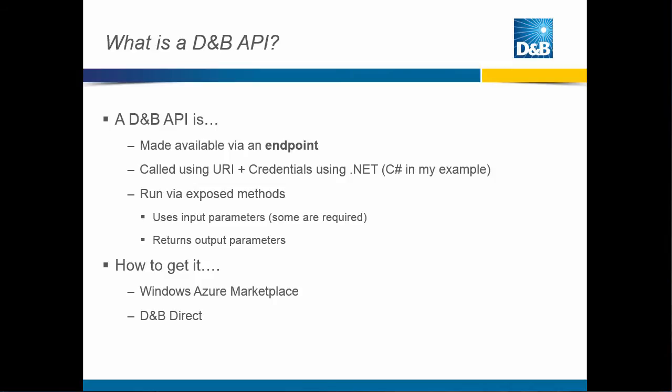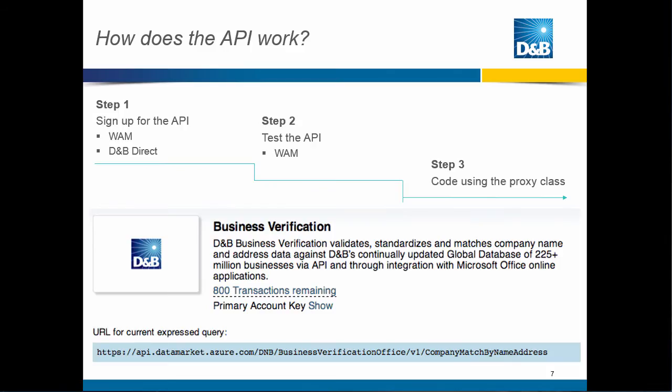There are two ways to get access to D&B APIs, and one is through the Windows Azure Marketplace, which is what I'll be demonstrating today. Also, you can go to D&B Direct, and I'll put those URLs on the slide so you can see how to get there. When working with the API, there are three steps to get it going. The first one is you sign up for access to the API, because of course these are business services and Dun & Bradstreet charges for access to the API.